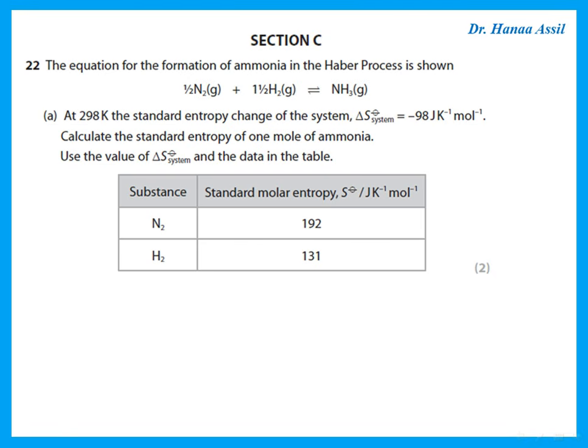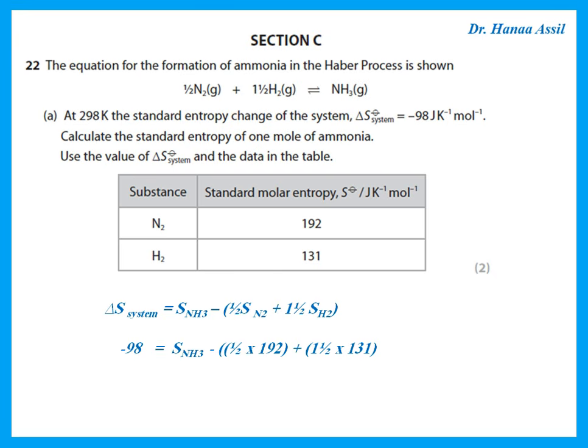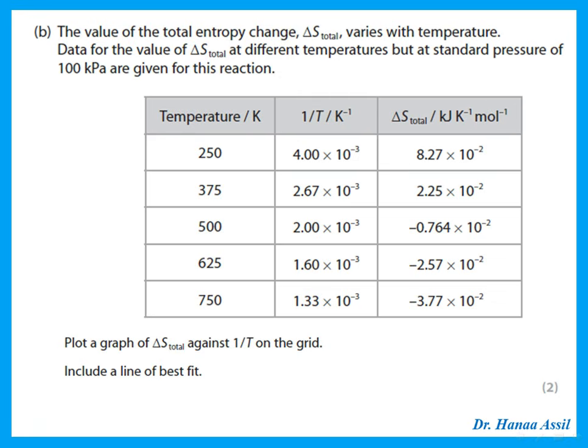The equation for formation of ammonia in the Haber process is shown at 298 Kelvin. The standard entropy change of the system is minus 98. Calculate the standard entropy of 1 mole of ammonia. Remember that the delta S system is the S of the products minus the S of the reactants. So I'm trying to get S of ammonia. I can put in the other values and rearrange the equation to get the S of ammonia.